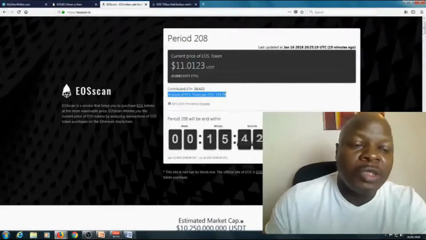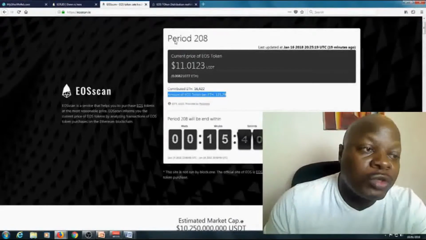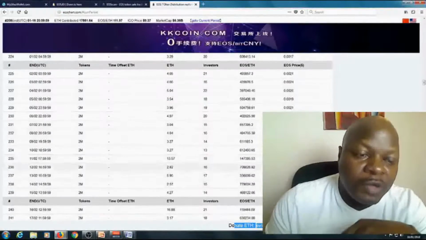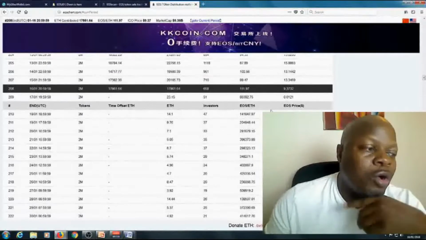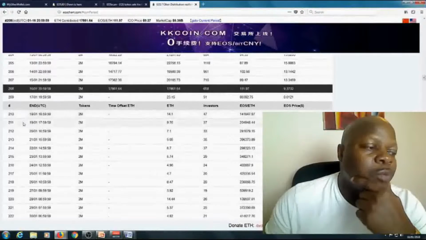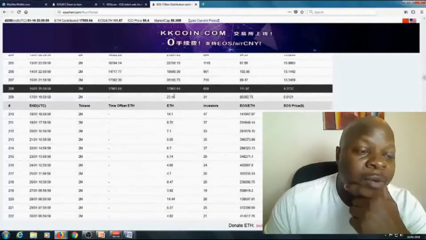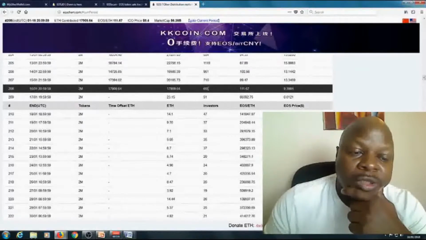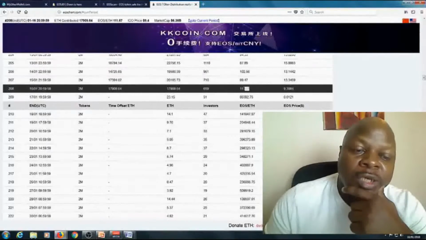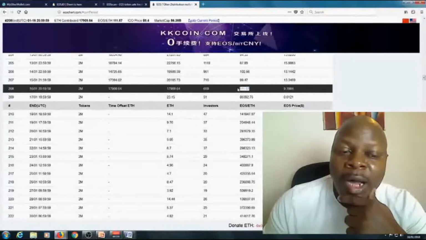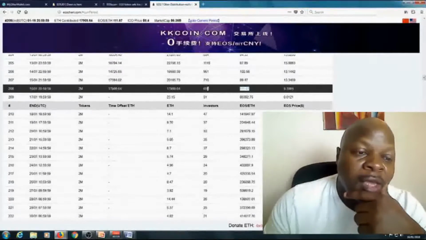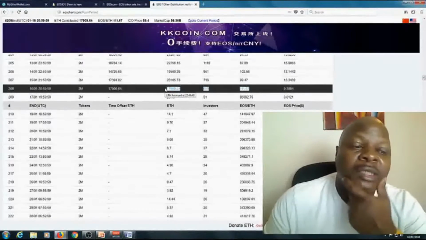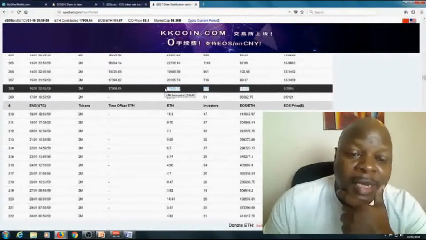So this tells you how much you've got left. This tells you what you get. You would notice that there's a difference between the figures here. You can go to the current round. We're on round 208 now, and this tells you how much. You see, this continues to change. This tells you how much EOS you're getting per ether. This tells you how many people are bidding for it. This tells you how much ether has been bid, etc.